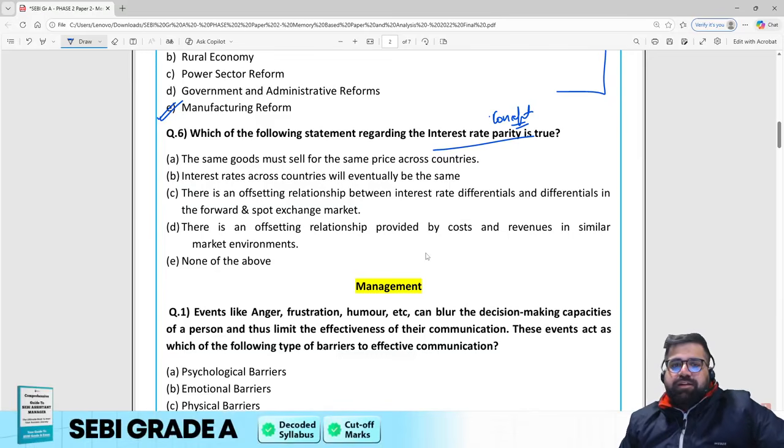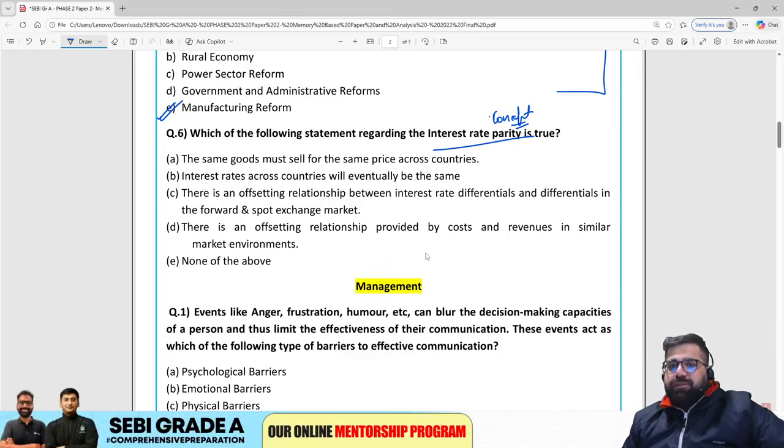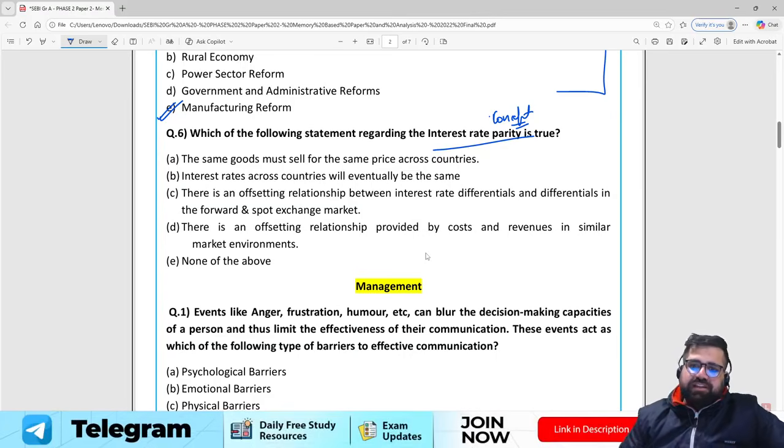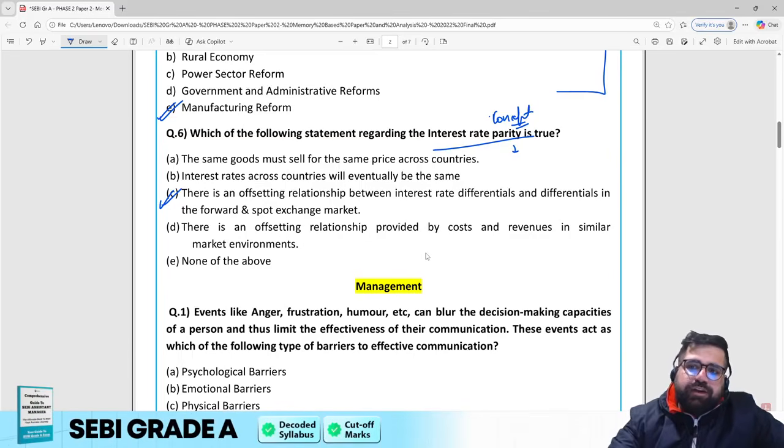What is your correct answer? The same goods first. No. Interest rates across different countries will eventually be the same. There is an offsetting relationship between interest rate differentials and the exchange rate. Yes, this will be the correct answer, which is option number C. Now please do not go into a deep understanding of interest rate parity, because this is a very, very confusing concept and there are multiple formulas which you have to study. Then only will this concept go into your mind. So just remember the basics of it.